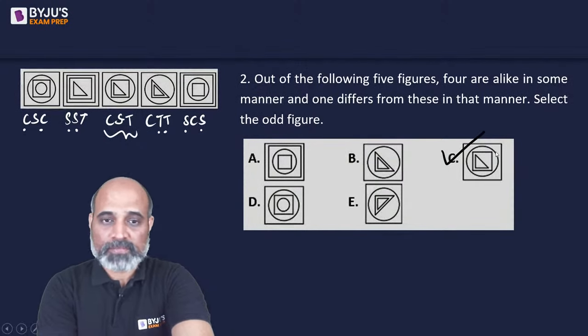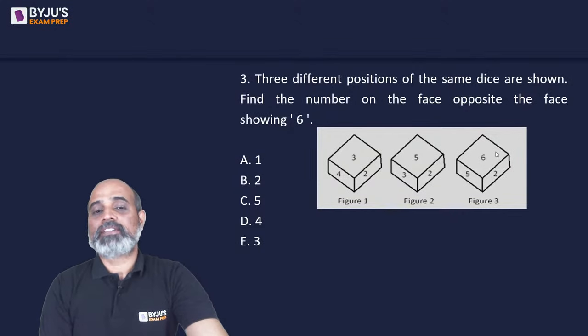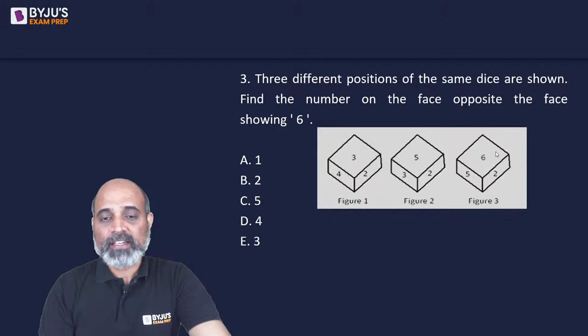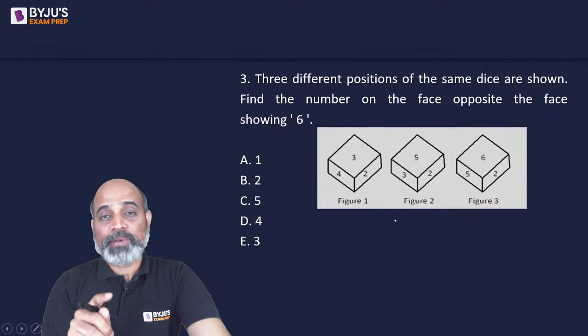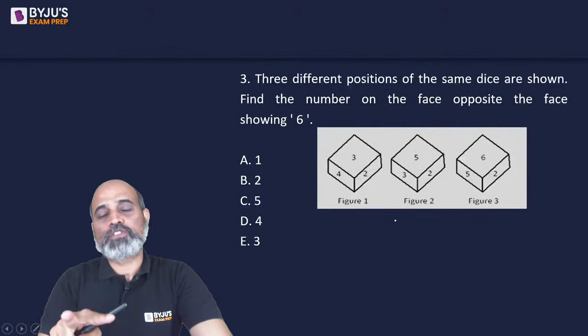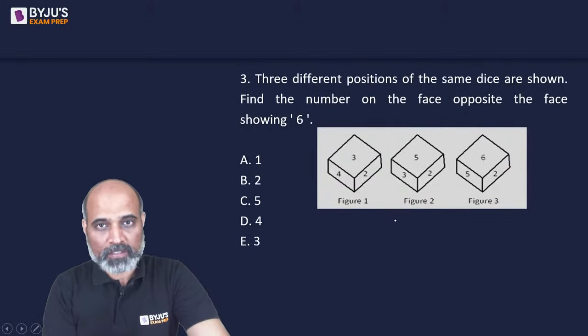Okay, next one. Question on die. 3 different positions of the same dice are shown. Find the number on the face opposite the face showing 6. So how do we deal with questions on die? From whatever figures are given to us, we will try to find 2 such figures where only one number or one face is common.